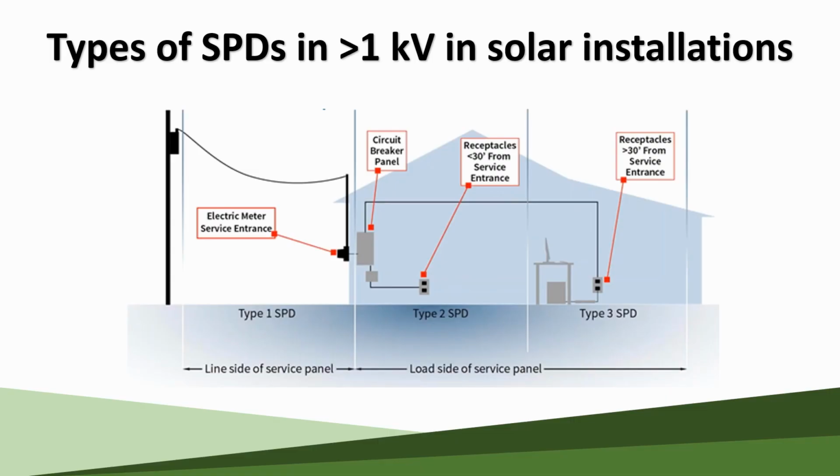Thankfully, surge protection devices, or SPDs, were invented to help protect us from the effects of these damaging surges. SPDs are especially important in protecting sensitive electronic equipment. What are the most common types of surge protection devices of 1000 volts or less we see in solar installations? There are four main types of SPDs we see, or should I say, we should see.